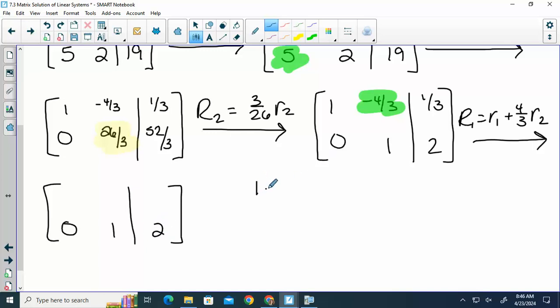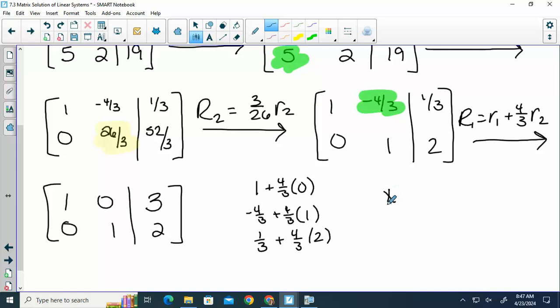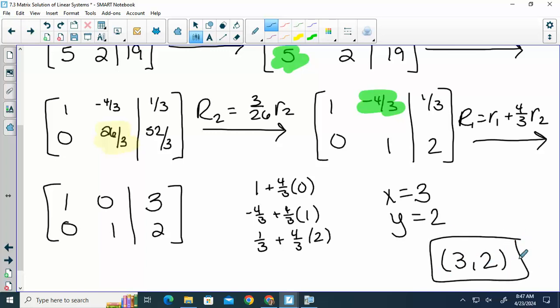So row 1. 1 plus 4/3 times 0 is still 1. Negative 4/3 plus 4/3 times 1 is 0. 1/3 plus 4/3 times 2 is 9 over 3, which is 3. So x equals 3, y equals 2. Any questions there? Okay.